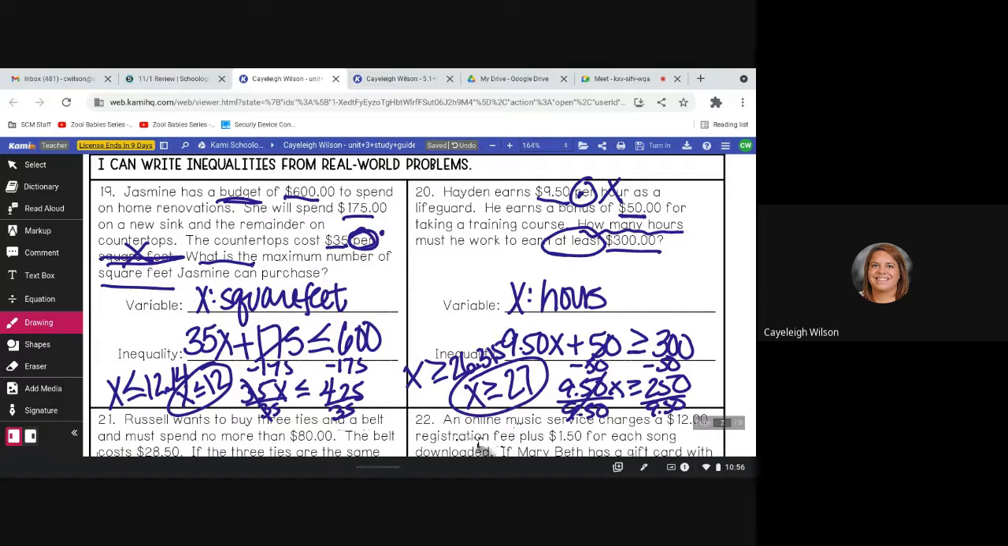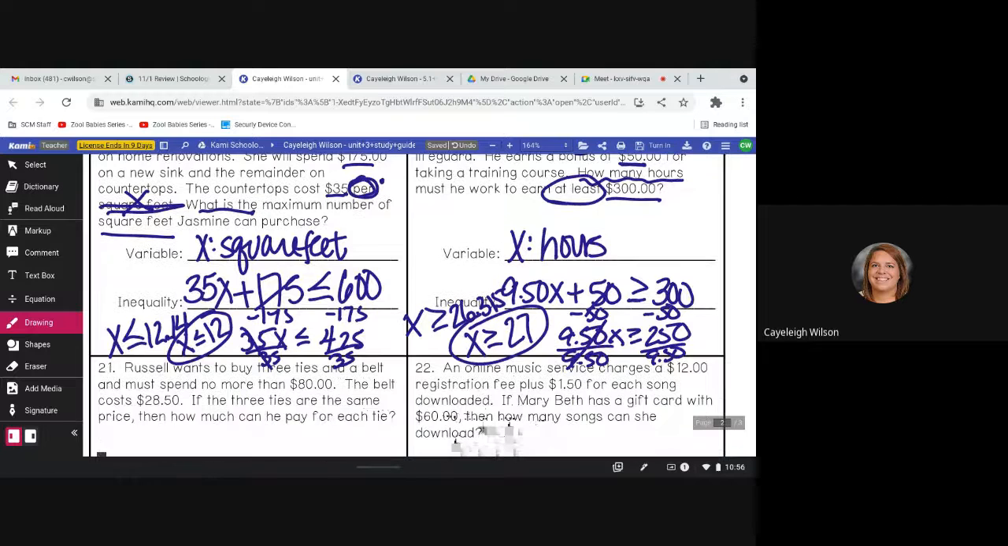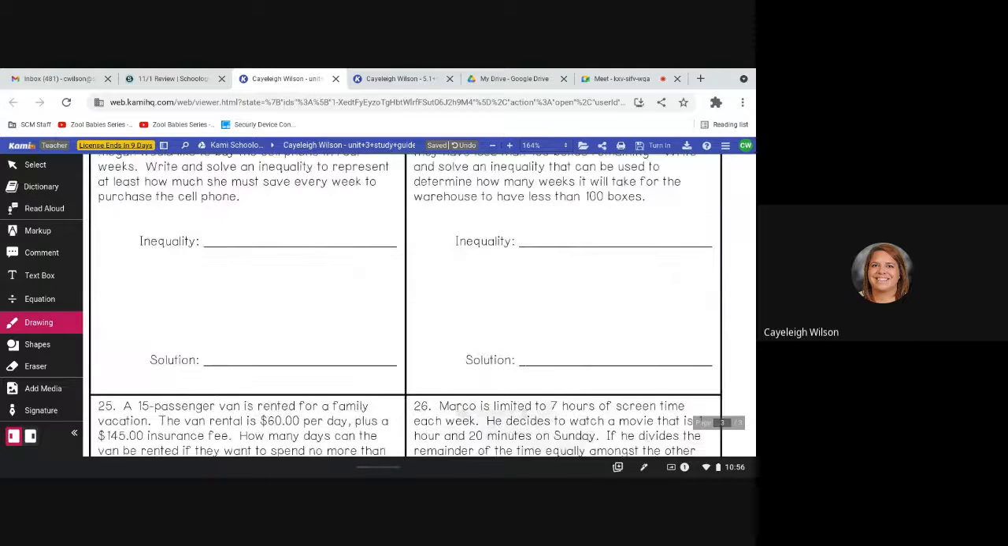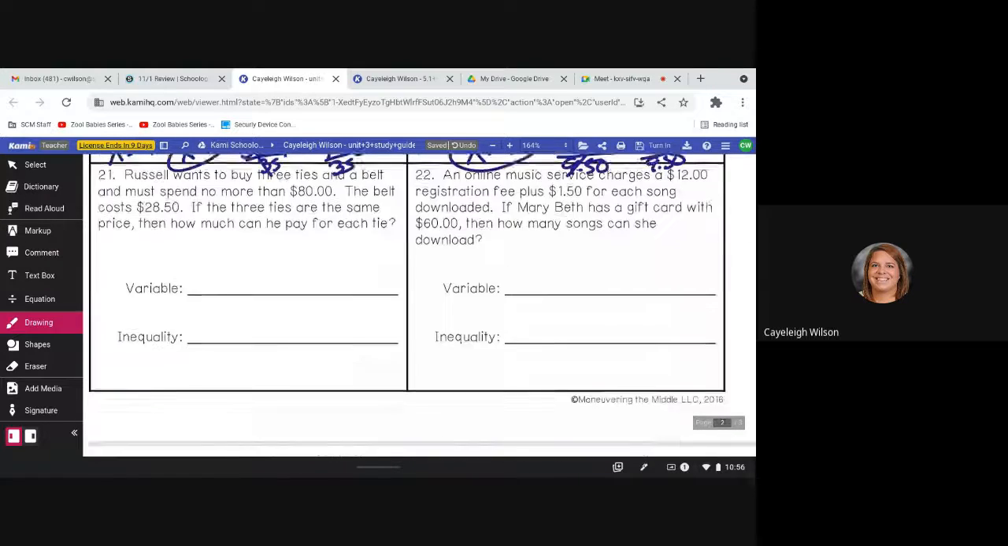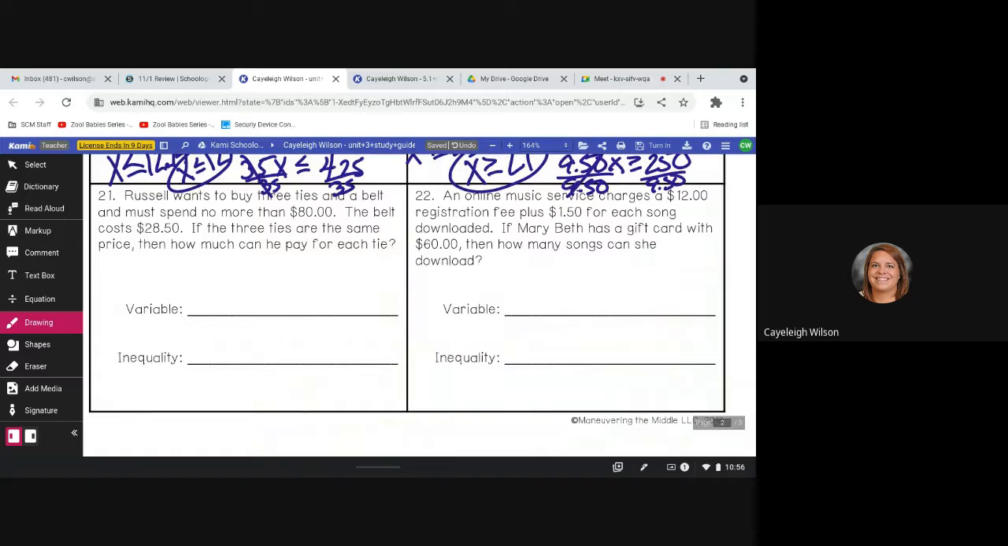So now you're going to finish 21 through 26. When you get done with that, I'll have the answers posted for that as well. And then you can work on the IXL practice that I put in yesterday's folder. So we shouldn't have any downtime today. There's plenty for us to do.